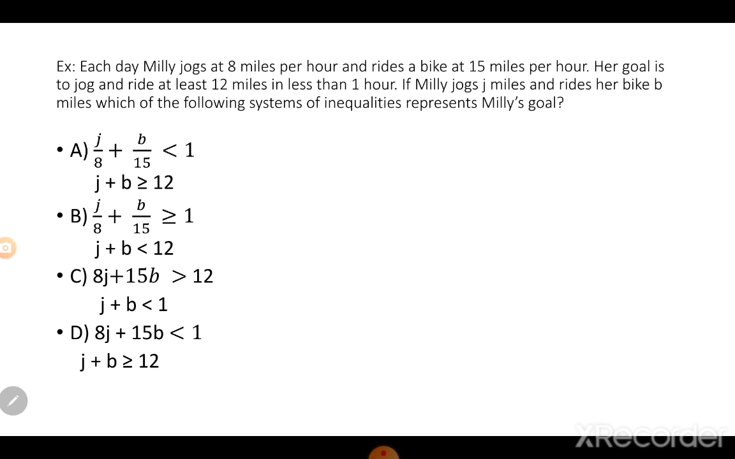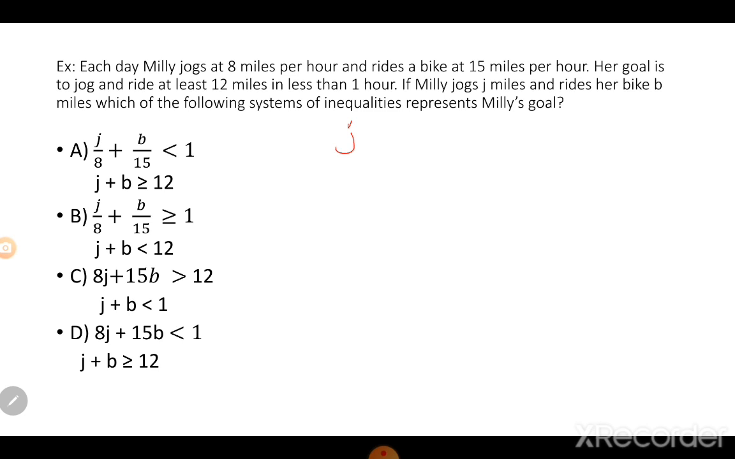Each day, Millie jogs at 8 miles per hour and rides a bike at 50 miles per hour. So that's the rate that she's jogging at and the rate that she's biking. Her goal is to jog and ride at least 12 miles in less than 1 hour. If Millie jogged J miles and rides her bike B miles, which of the following systems of inequalities represents Millie's goals?